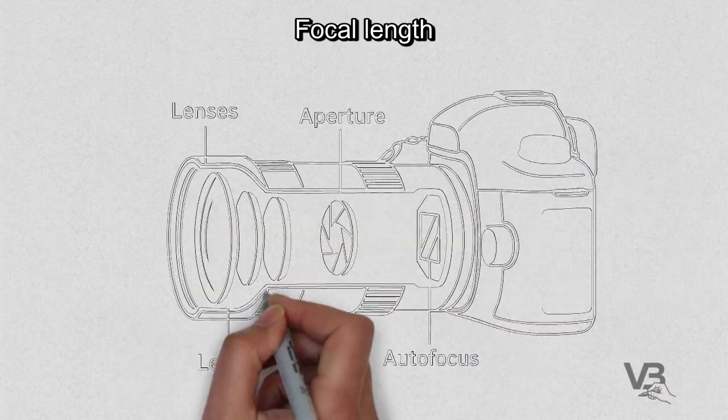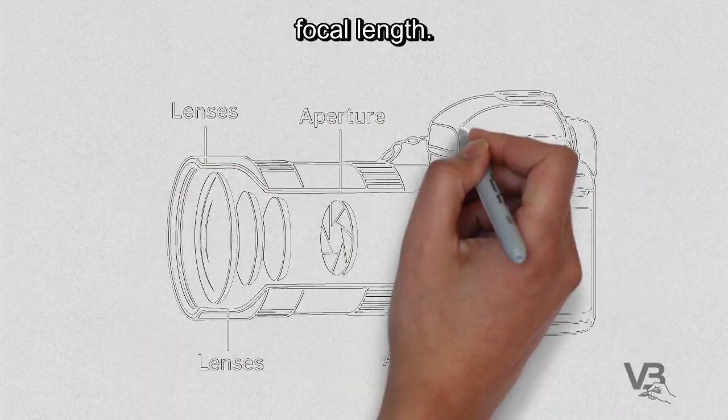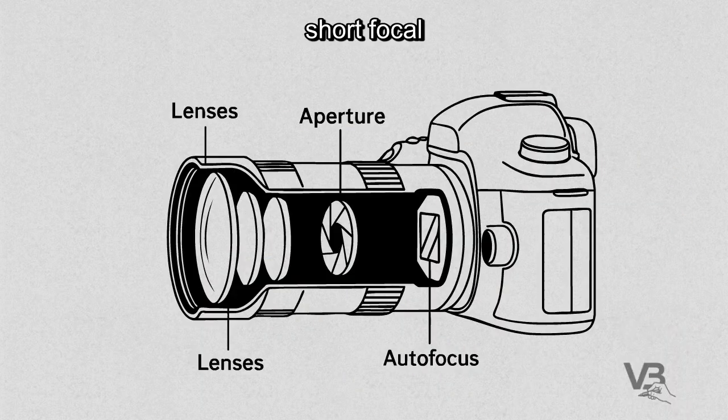2.1. Focal length and field of view. Lenses are categorized based on their focal length. Lenses with short focal lengths, for example, 18 millimeters, have a wide field of view and are suitable for landscapes. Lenses with long focal lengths, for example, 200 millimeters, are used for distant photography and are called telephoto lenses.